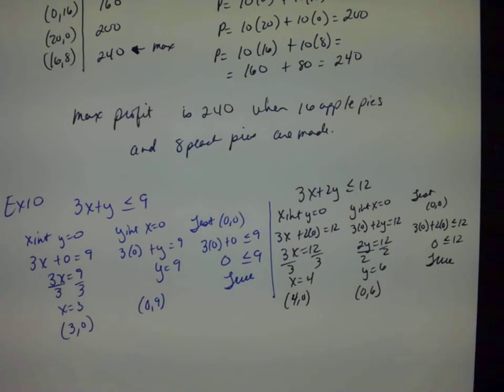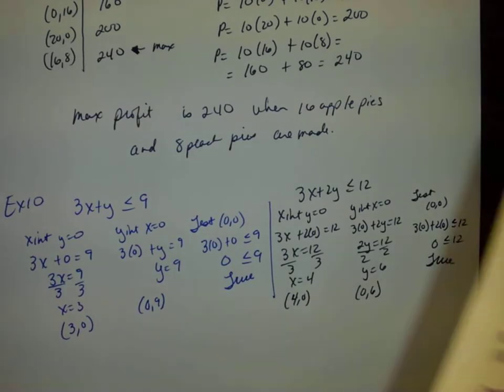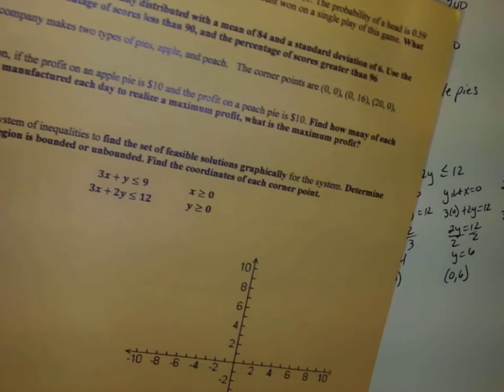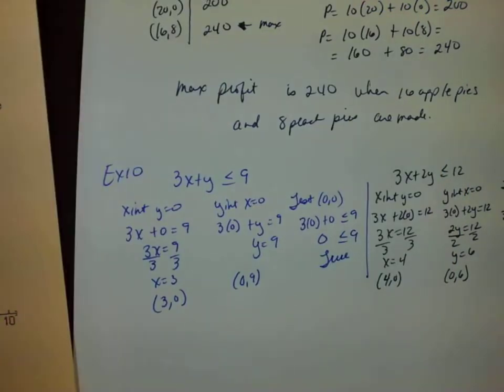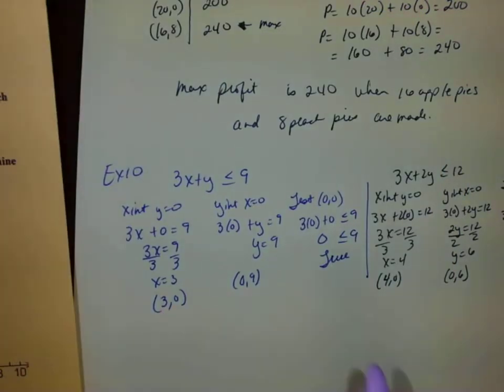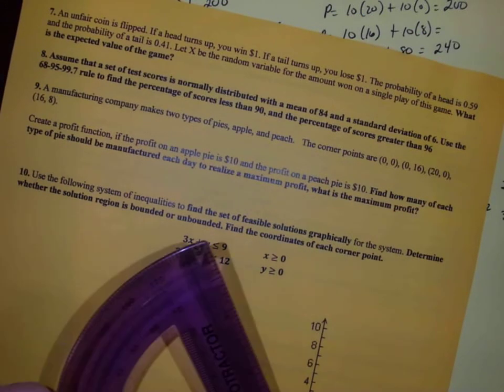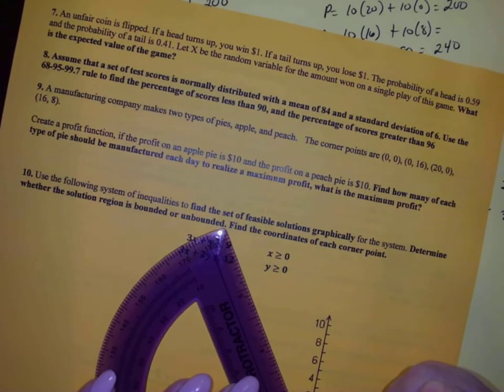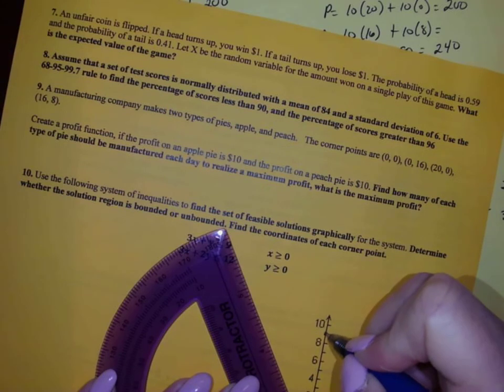So we're going to graph our equations. I have a graph over here, and on your test you would have a graph. And we're going to use our points here to do the graphing. So the first one we're going to graph is (3, 0) and (0, 9). So that's our blue line. So (3, 0) and (0, 9).